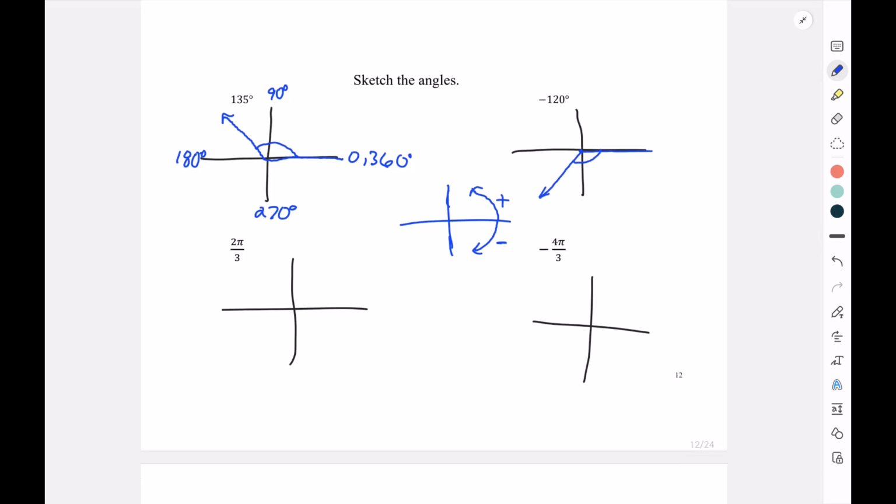For 2 pi over 3, we know that we're in 0 or 2 pi. We have pi over 2, pi, or 3 pi over 2. And so since we want 2 pi over 3, we know that that's going to be in quadrant 2. So that will be your angle. For negative pi over 4, we know that typically it is in quadrant 3, but since we're going to go down, we're going to lie in quadrant 2. So our angle will be somewhere up here.